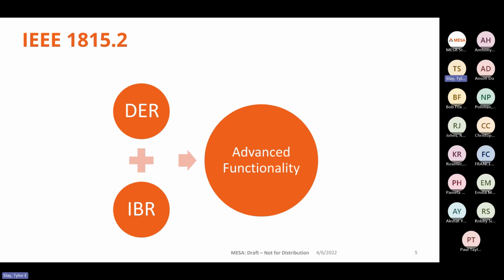IEEE 1815.2 combines the DER functionality, and since it is already a DNP3 protocol standard, it pulls in a lot of the utility-facing functionality that they already want and are typically using with DNP3, which falls under the IBR category. And that's where 1815 sits in between these two realms of transmission-facing and distribution-facing profile.